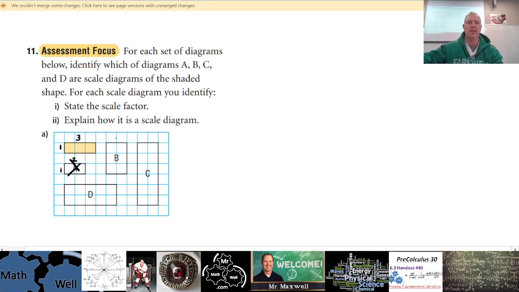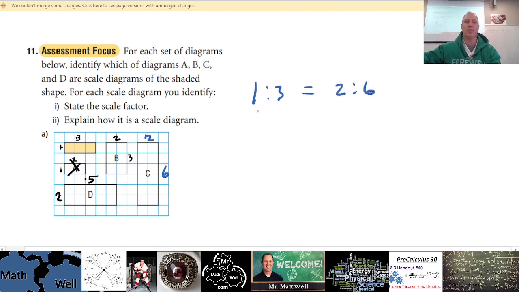So B, the shorter side is 2 to 3. So 1 times 2 is 2, but 3 times 2 is not 3. So the ratios aren't the same. D, this is 2 and 5. So 1 to 3 is not the same as 2 to 5. Instead, this C over here is 2 to 6. So 1 to 3 is the same as 2 to 6.